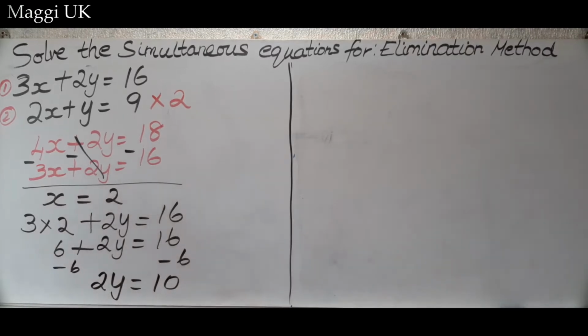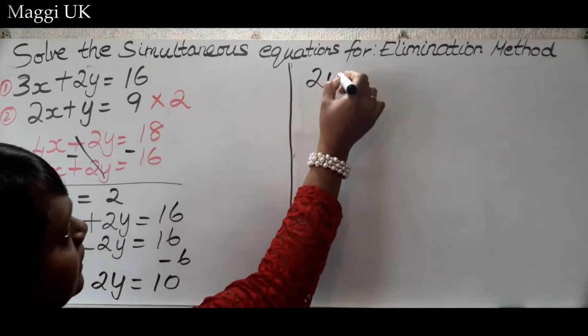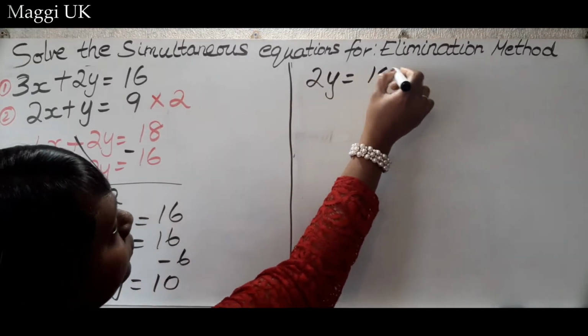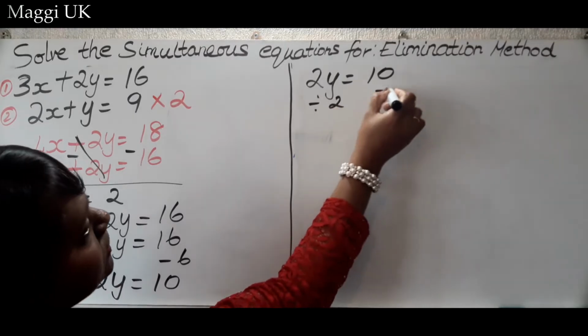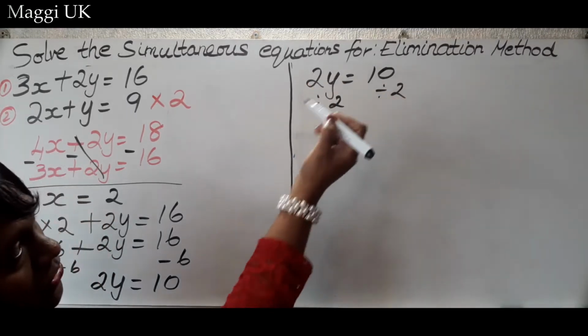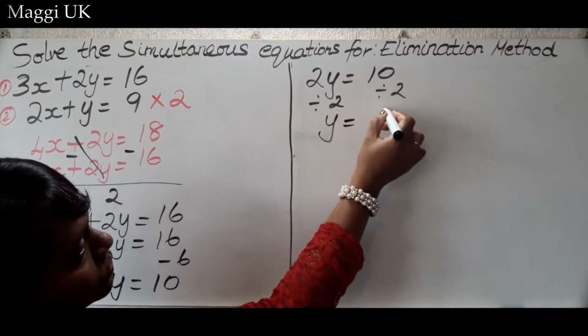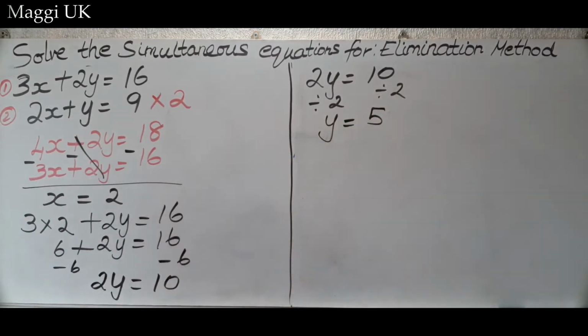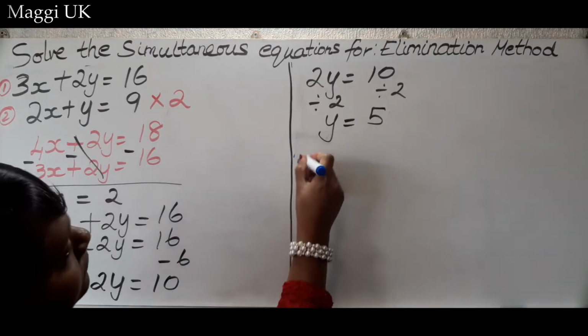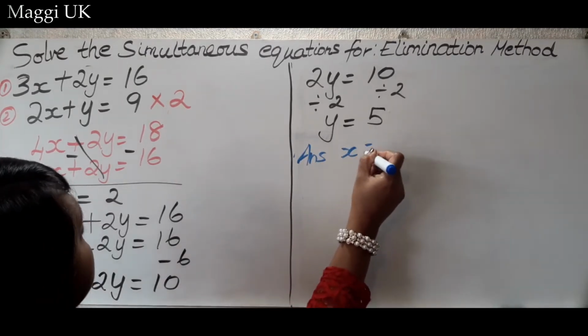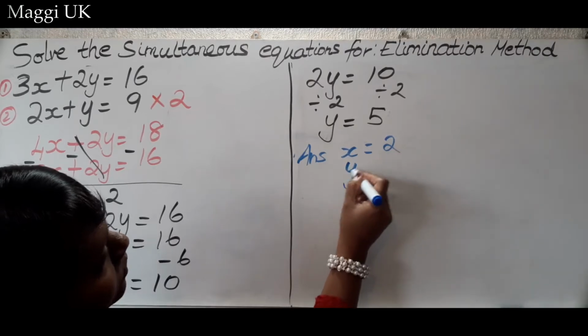So now I need to find the value of y because we still have a 2. I'm going to do the division here, and I'm writing the step again so I can show you: divide by 2, so 2 divided by 2 goes off, and y equals 10 divided by 2, which is 5. So your y value is 5. Your answer is x equals 2, y equals 5.